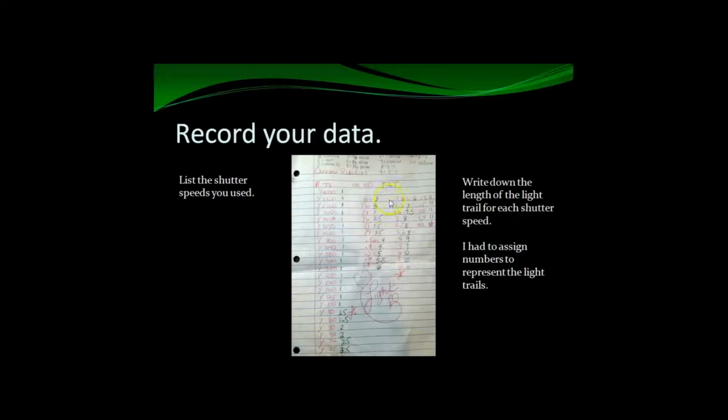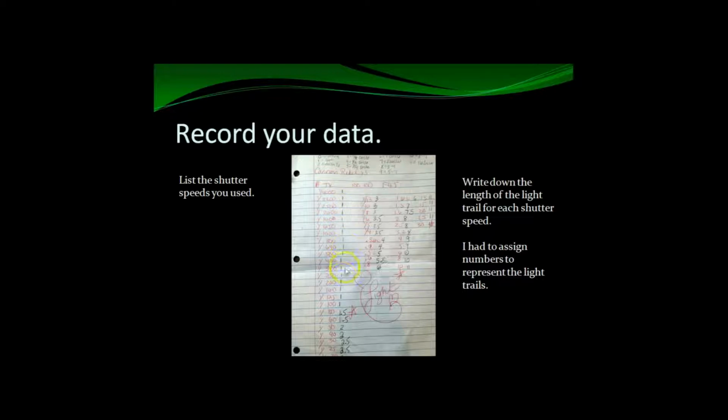Then what I did was, on a piece of graph paper, and this is what I want you to do as well, I want you to graph your information. Now I'm going to go back a couple places here. Back on my lined paper here, you can see where I assigned the shutter speeds numbers.